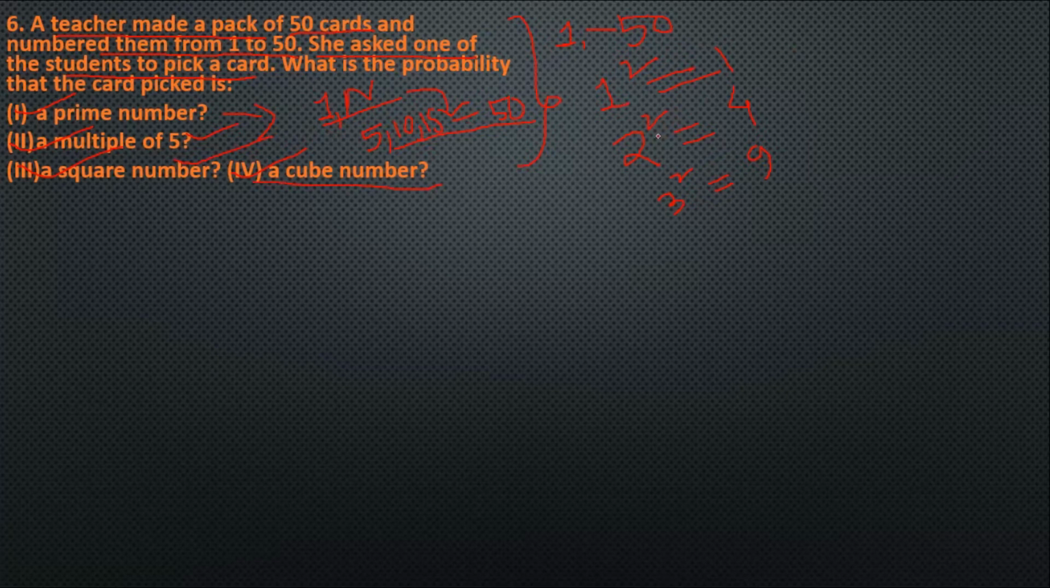Fourth one is a cube number. The same concept, just the difference is that 1 cube is how much? It is 1. 2 cube is 2 2s are 4, and again 4 2s are 8. 3 cube is how much? 3 3s are 9, and 9 3s are 27. So 1, 8, 27, these are the cube numbers.